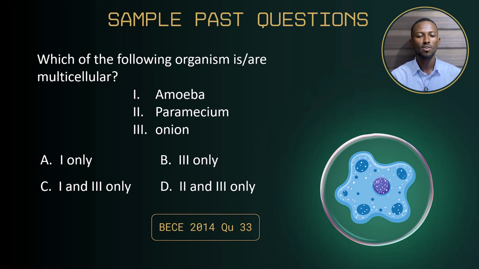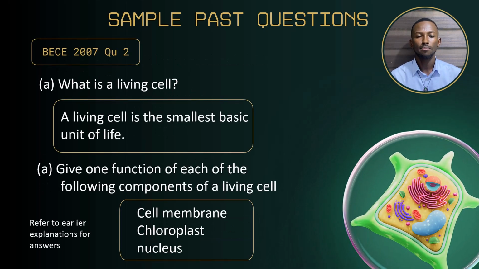So each of the following organisms is or are multicellular. What is your pick? Is it A, B, C, or D? Leave your answer in the comment section. Now let's pick some section B questions and essay type questions. 2007, question number 2. 2A, what is a living cell? And the answer is there.